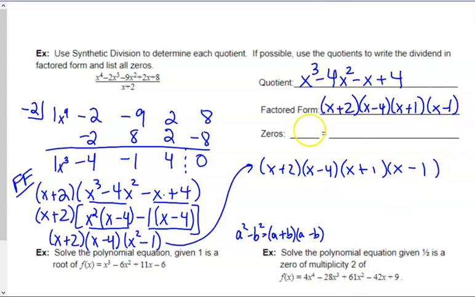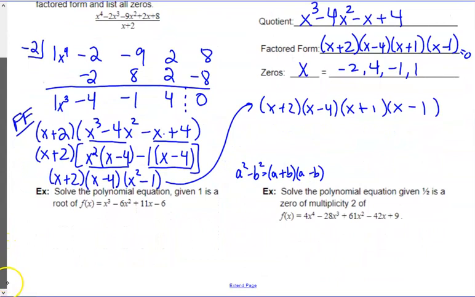And once I have that factored form, if I was asking for the zeros, technically we would set that equal to 0, and we would say, what makes this 0? Well, if we're finding zeros, that means x has to equal a negative 2. What makes this 0 is a positive 4. What makes that 0 is a minus 1. And what makes that 0 is a positive 1. And those would be our zeros, or our x-intercepts of our polynomial.